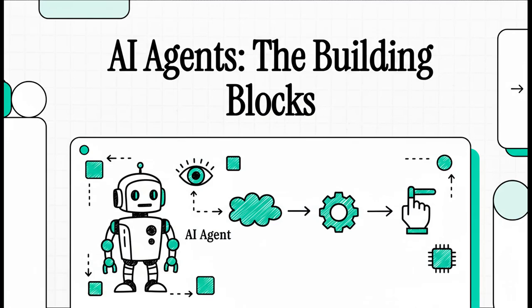So, have you ever wondered what a self-driving car, a Roomba, and maybe even a video game character have in common? Well, they're all built on one of the most fundamental ideas in AI. And today, we're going to build one from scratch. Let's talk about the AI agent.